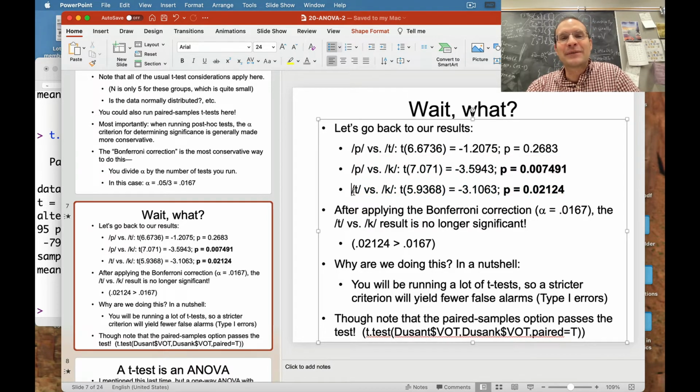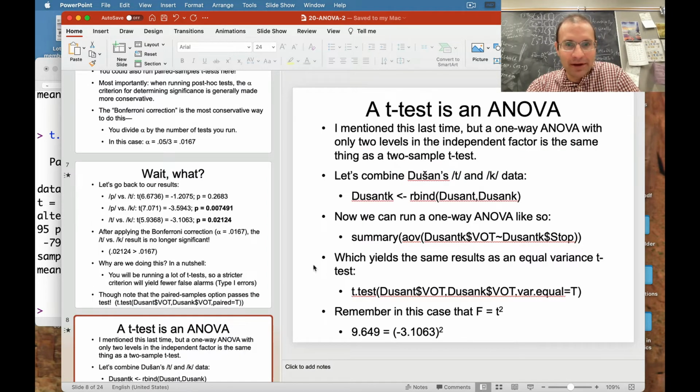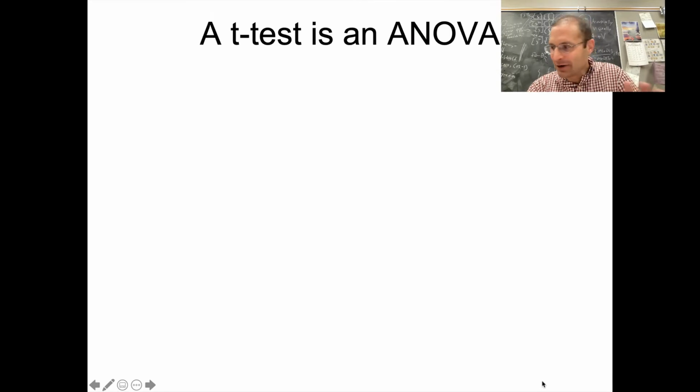Because if K is bigger than both P and T in this case, then it's an easy story to tell. If it's just P and K, then it's just this weird combination of P having a short VOT and K having a long VOT. So I don't want to dwell on that too much. What I do want to say, though, is that a t-test is an ANOVA.